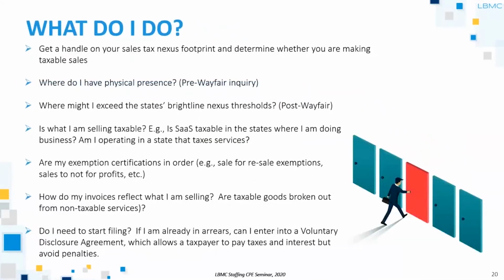So what should you do? You're listening to this, so what should you do on your end? My advice is to really get a handle on your nexus sales tax footprint. It's not just the old physical presence days. You've got to be aware of where you are selling goods and where you're licensing your software. In those states, is that item subject to tax? And if it is subject to tax, have I met the threshold? How do I apply these thresholds?